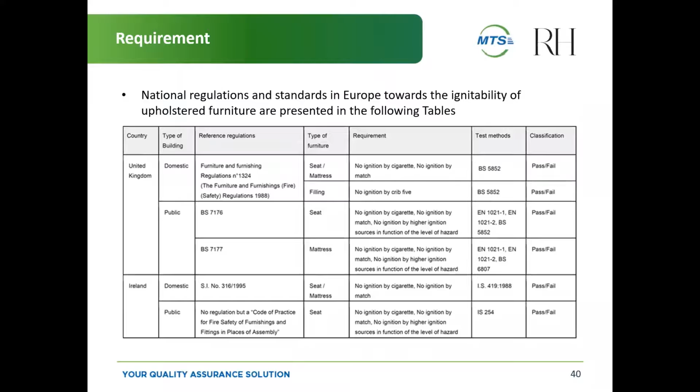Just some general information. The next few slides go through different countries and the different information. You can see the type of furniture they're looking at really is the seat and the mattress, and some are also looking at the fillings. They're going through whether it's an ignition by cigarette, or there's also a source where they use a small wooden crib and set that on fire to see if there's going to be an issue. These charts will tell us, depending on where you're going, what test needs to be done. And we usually work to the most stringent to ensure that the product will be safe.